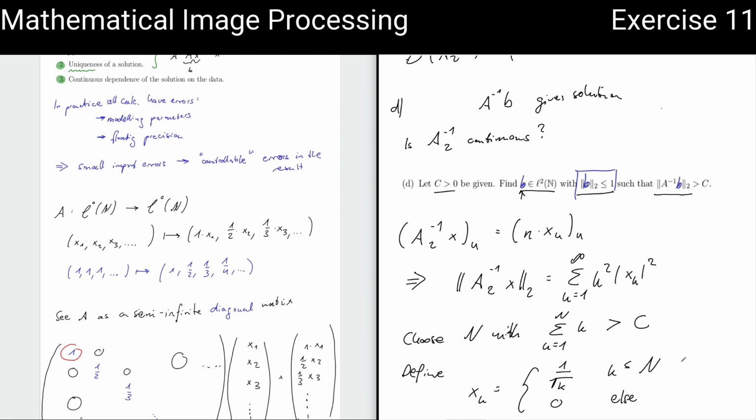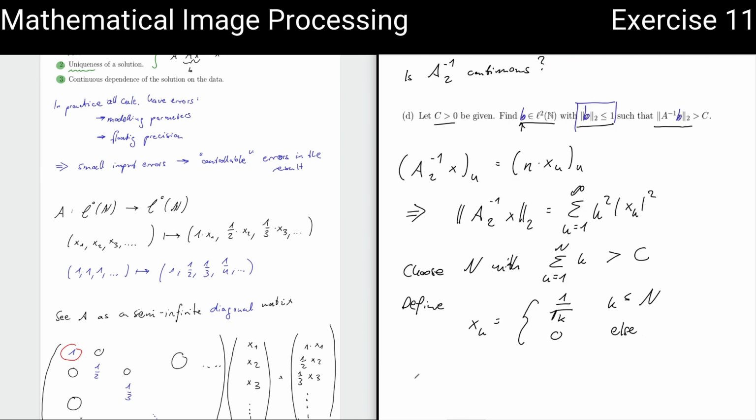So it's a finite sequence, and it also has the property that the 2 norm of it, so the sum from k to n of 1 over k, is less or equal than the sum from k, just summing up 1 over n times, which equals 1. So the first part of this exercise is already fulfilled. But what we care about is the second part.